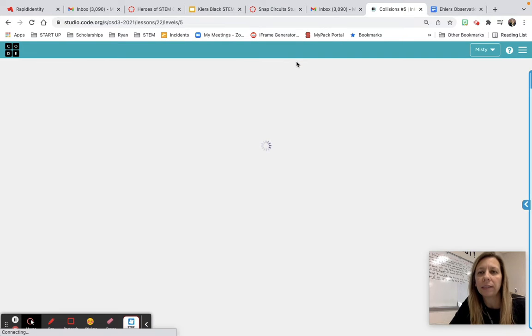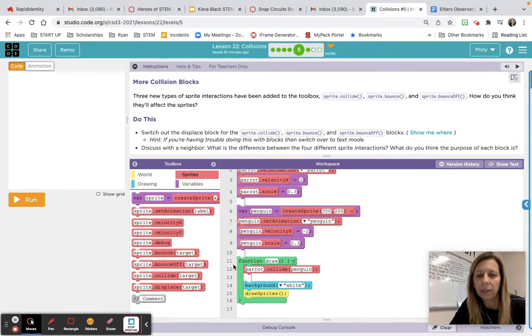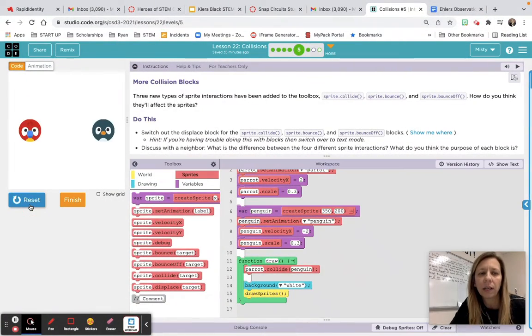Bubble 5 is interesting. This is where you really start exploring with all four interactions: collide, bounce, bounce off, and you can play with displace as well. And just see what they all do. So we start off with the collide. And the collide looks a lot like displace, doesn't it?